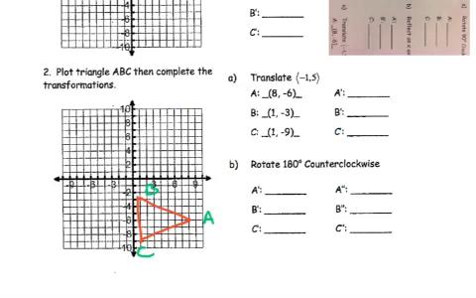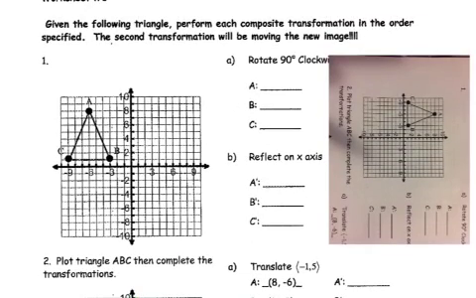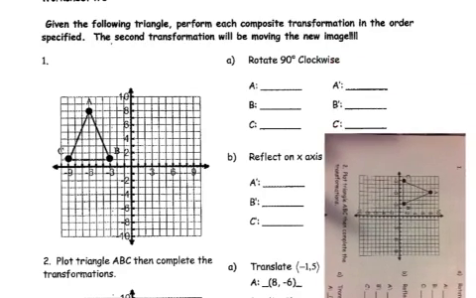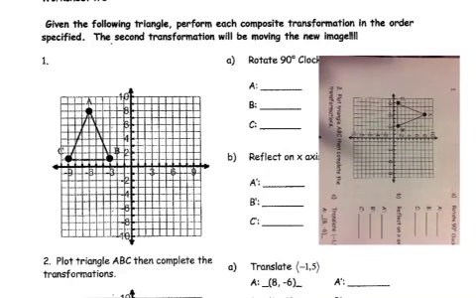Okay, so let's take a look at the next examples. Okay, so take a look at number 1. It says, given the following triangle, perform each composite transformation in the order specified. The second transformation will be moving the new image. Okay, so first I'm going to go ahead and put down the points for A, B, and C.